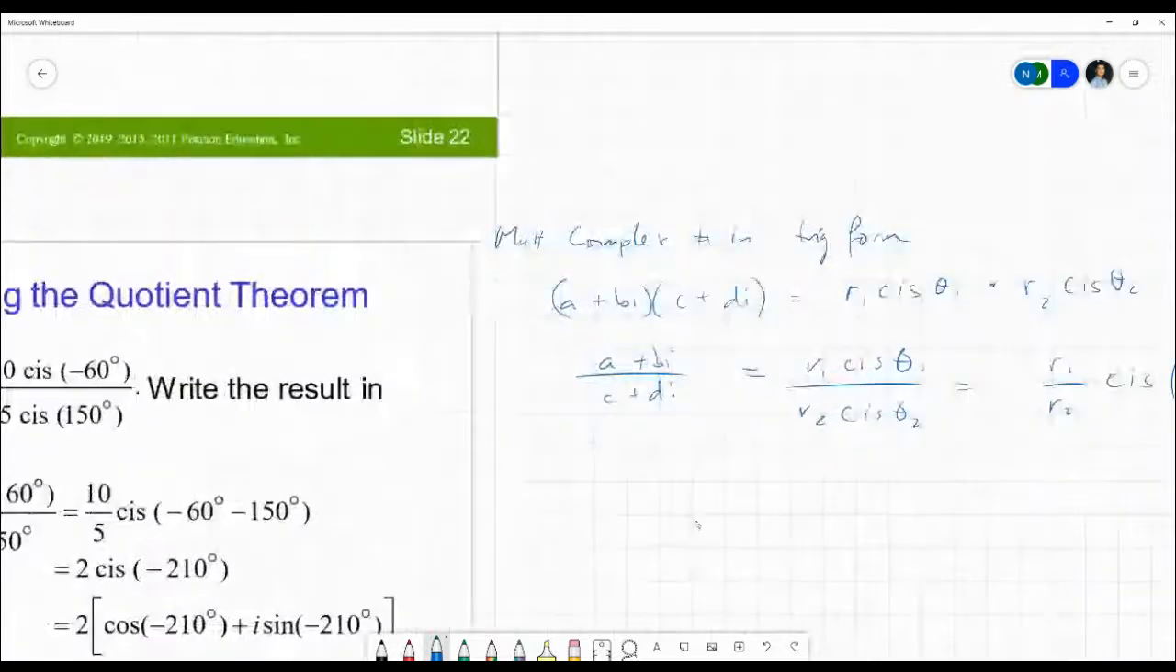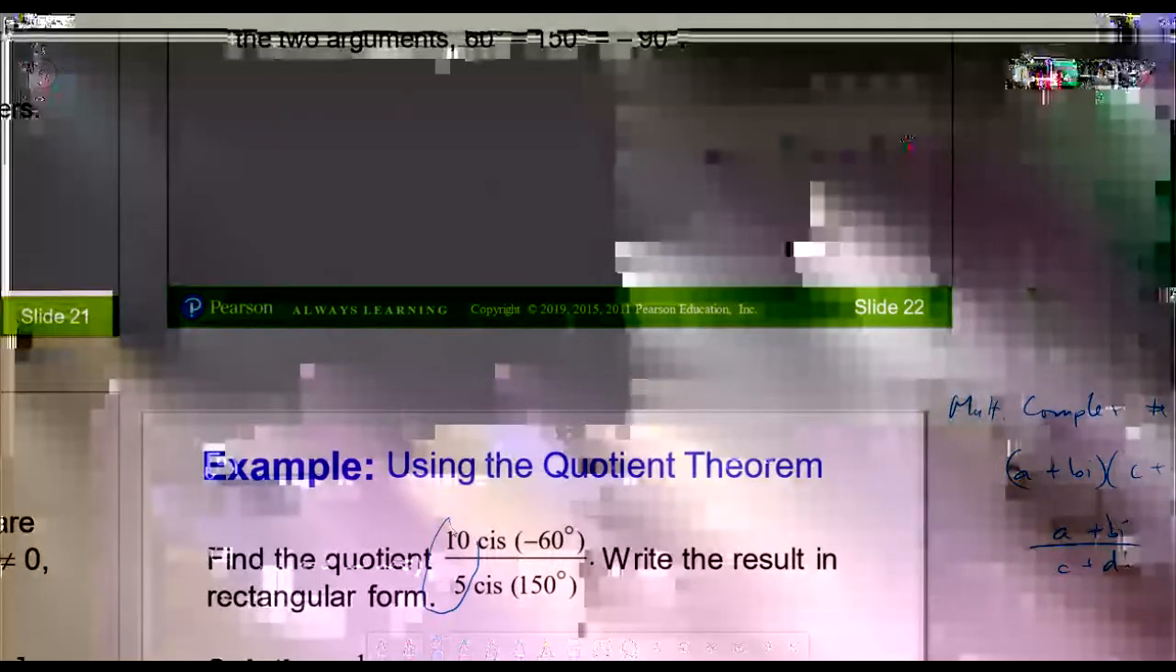All right, so to do this problem, very easy. All we have to do is divide 10 divided by 5. We're going to subtract negative 60 minus 150.